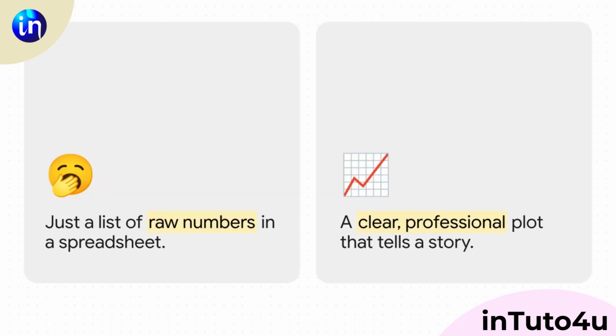This right here, this is the transformation we're talking about. On the left, you've just got a list of numbers, raw data. On the right, you have a professional plot that tells a story instantly. We're about to close that gap, and trust me, it's way easier than you probably think.